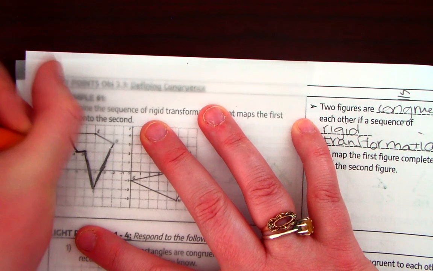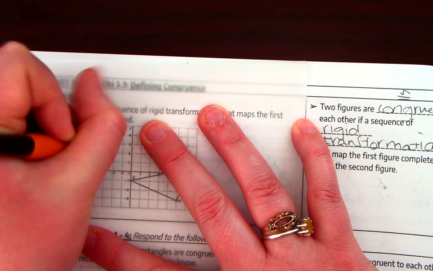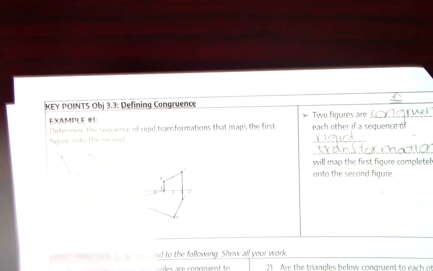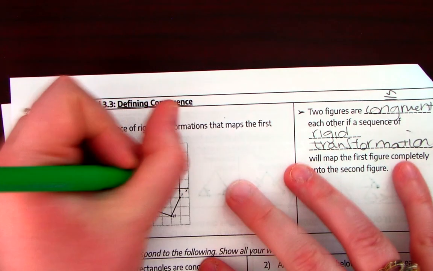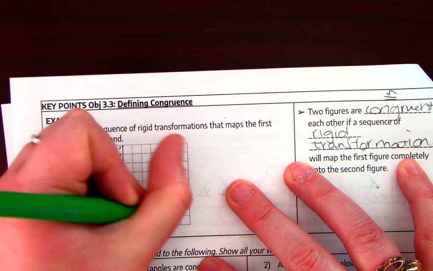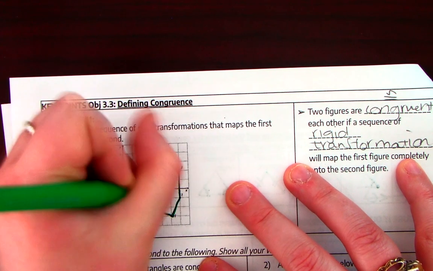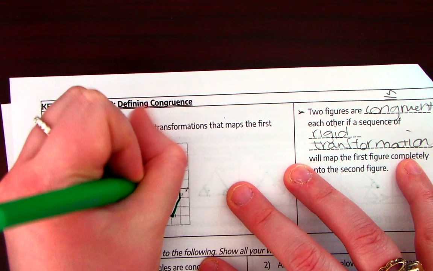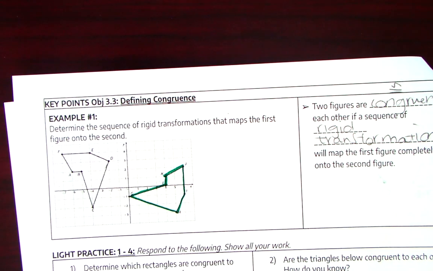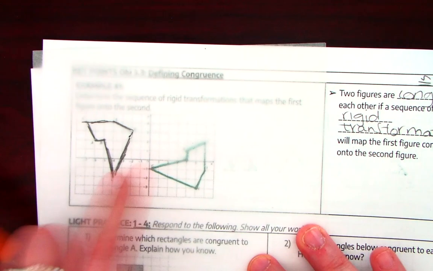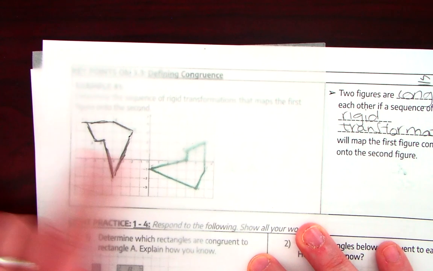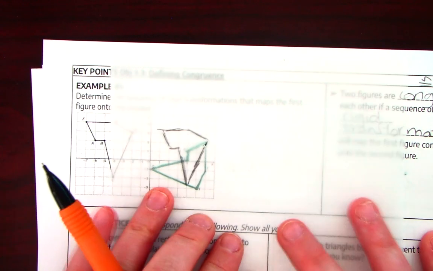My pencil real quick. Okay, and then let me see if it maps. Here, I'm going to outline this so I can see it a little more clearly. I'm going to see if I can, if I move the patty paper around, if I flip it, rotate it, or slide it, if I can make this figure go onto that figure.